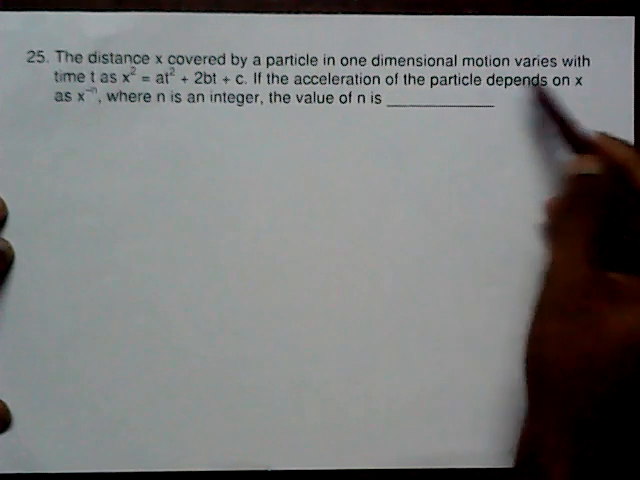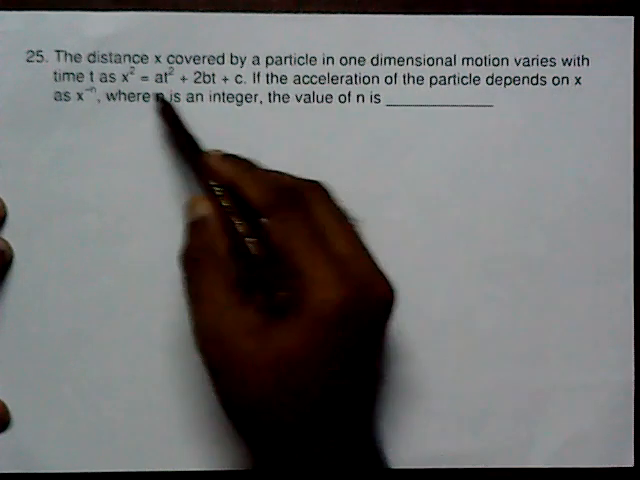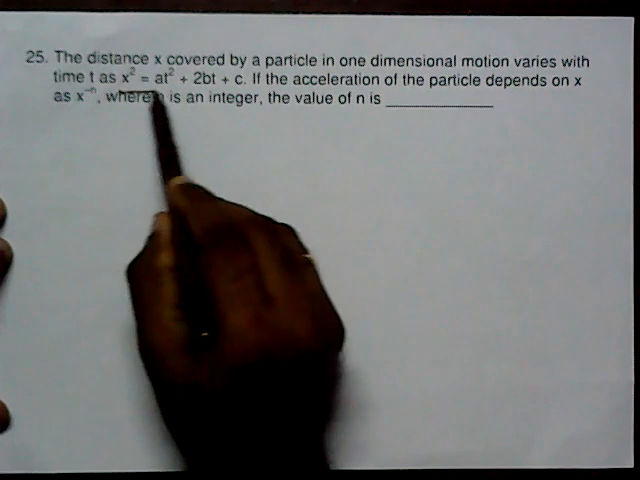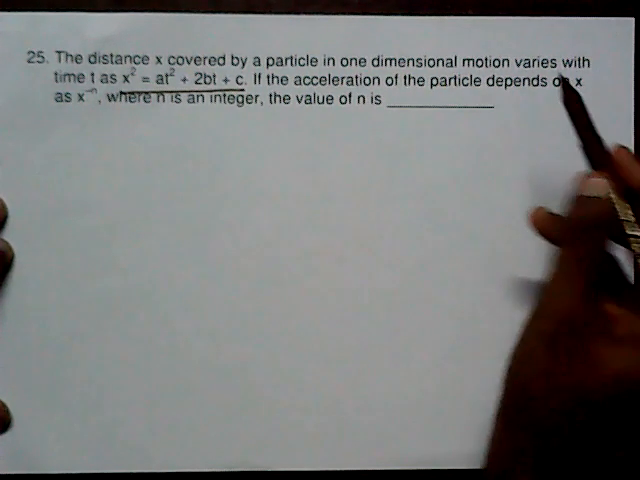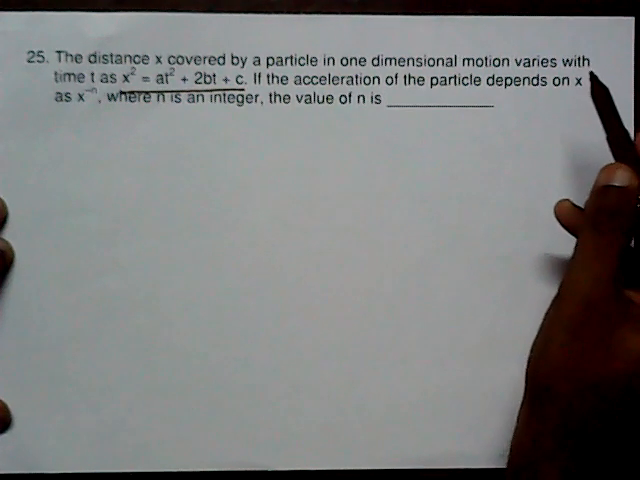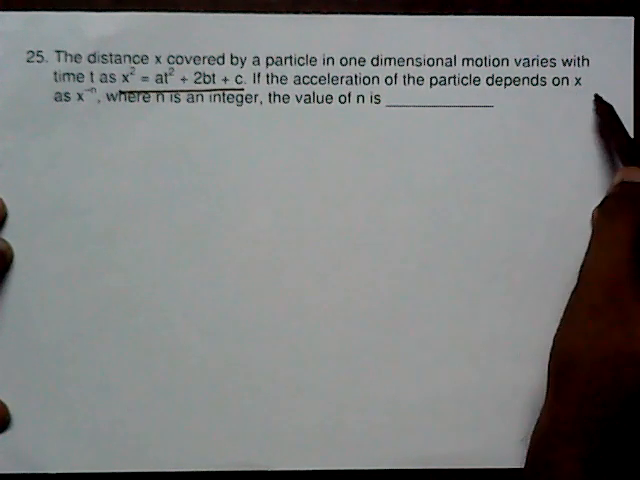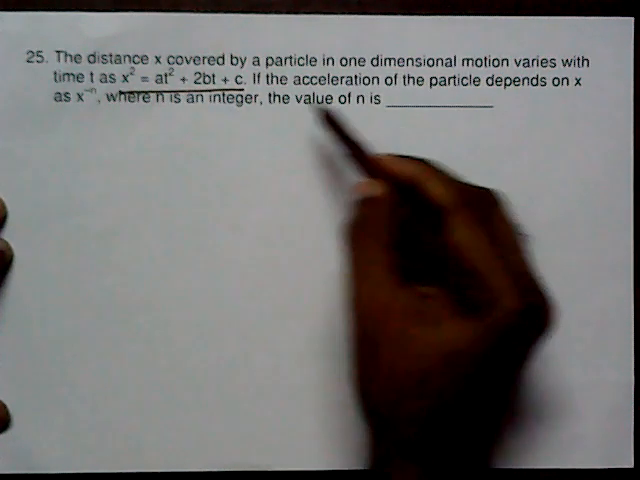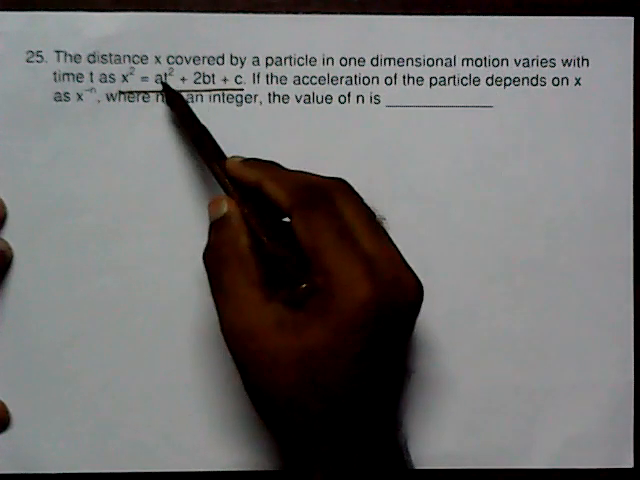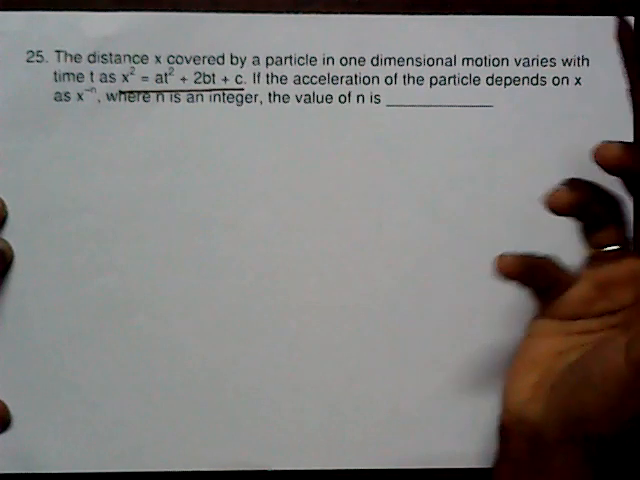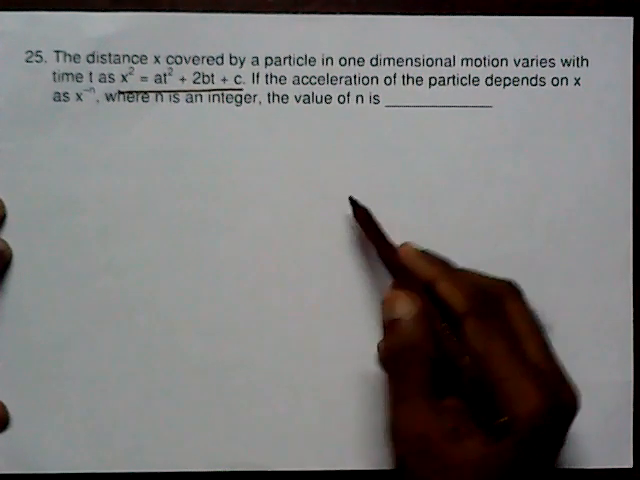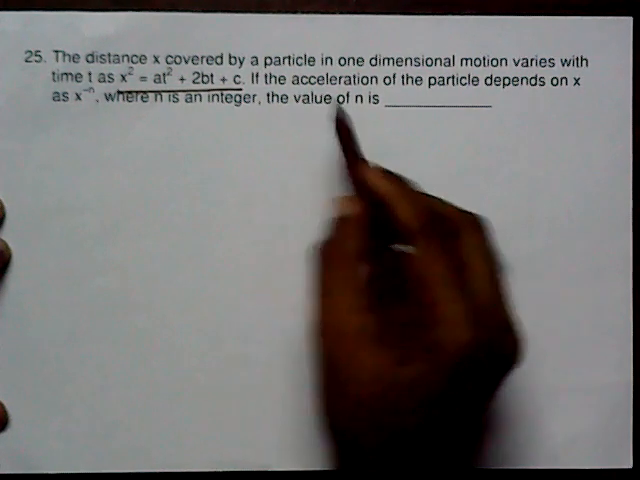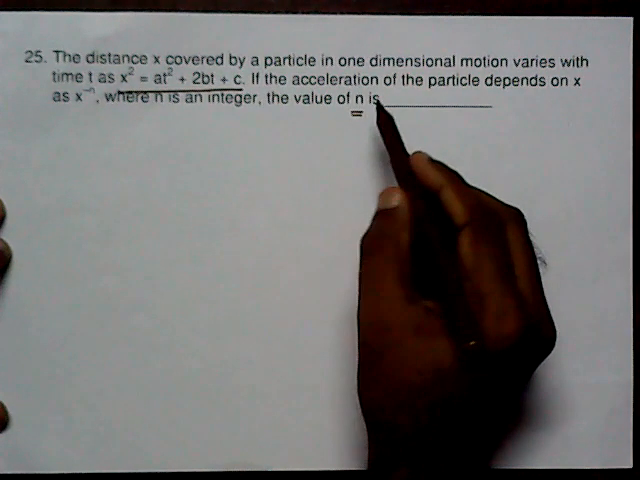The distance x covered by a particle in one-dimensional motion varies with the time t as x square equal to at square plus 2bt plus c. The acceleration depends on x as x raised to minus n, where n is an integer. And keep in mind here a, b, c are just constants, so don't confuse with the acceleration term a. We need to find the value of n.